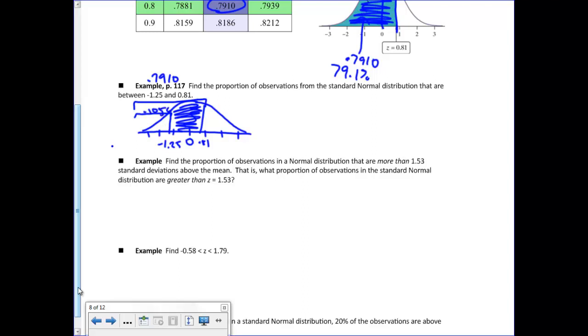And again, I always try to think through in my head, does this make sense? Is it approximately 10% to the left of there? Yeah. If it said 80%, I would say no, this is not 80%, so there's something wrong with that. So this is 79%, this is roughly 10%, so off to the side we're going to do 0.7910 minus 0.1056. We subtract and get 0.6854.